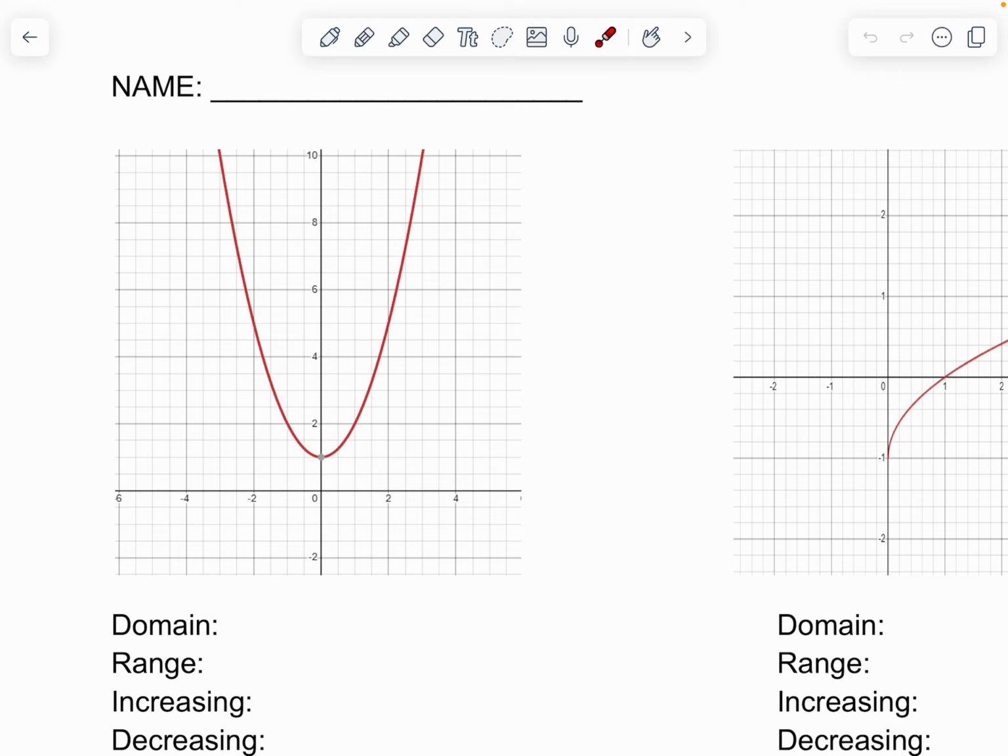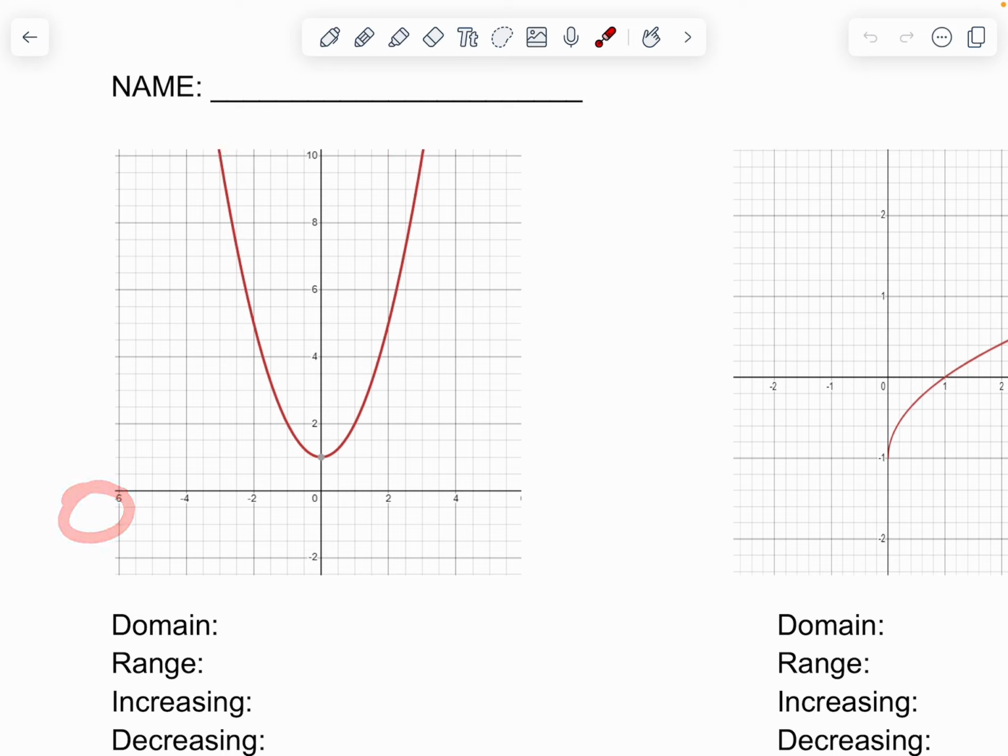Okay, so we got our key features of functions. I'm going to go through the domain first. I'm going to do the domain for every single one. So the domain is the x values, the things on the x values that are being asked for.